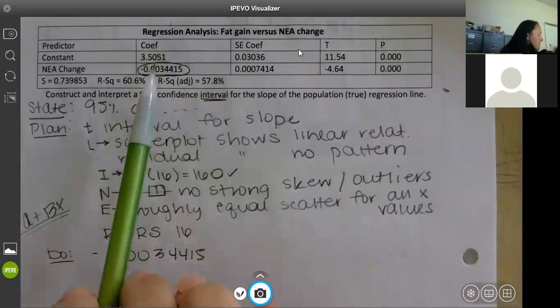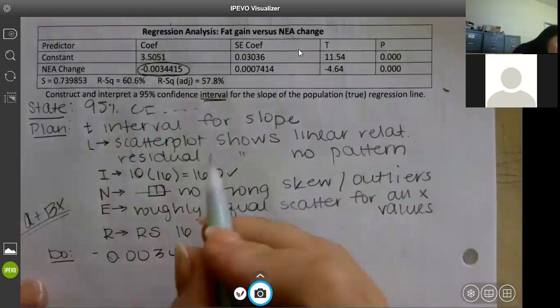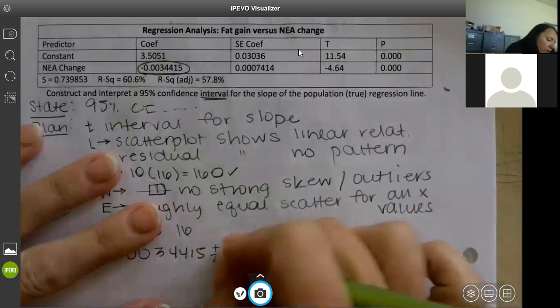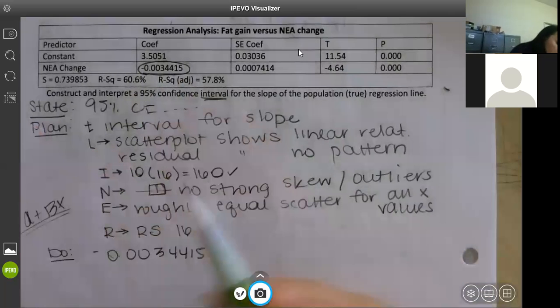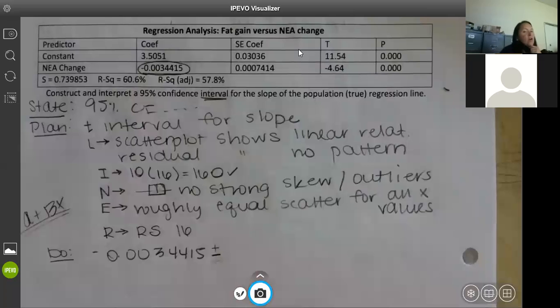I got that? So plus or minus. What am I doing? Plus or minus. We have to figure out our T star. How do we figure out our T star?